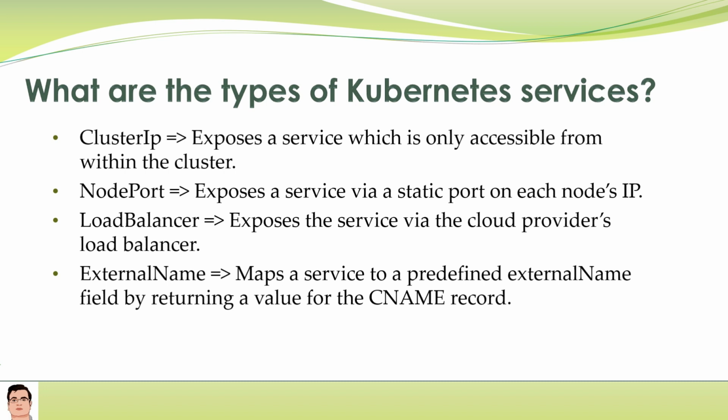External name maps a service to a predefined external name field by returning a value for the CNAME. So external name services are similar to the other Kubernetes services, however, instead of being accessed via a cluster IP address. We are going to discuss all three, cluster IP, node port, and load balancer, which are very frequently used as Kubernetes services.